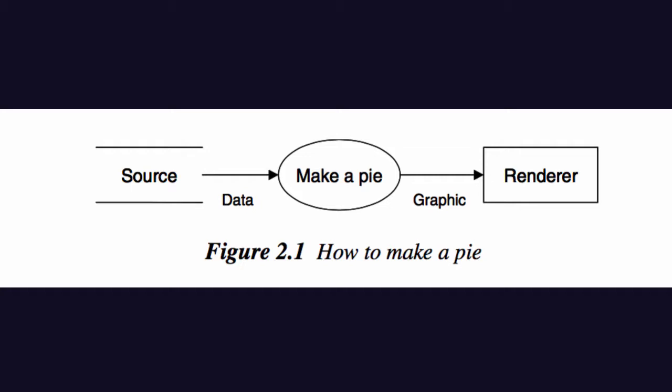But first, let me just point out that this is a formal diagram. This is a data flow diagram, and the word source is enclosed in a pair of parallel lines that indicates that it is a data source. The arrows are data flows, and the labels tell what kind of data is flowing. The oval indicates a process, and the label obviously indicates what the process is. And the rectangle indicates an external entity, and in this case the external entity is whatever it is that's used to render the pie chart.